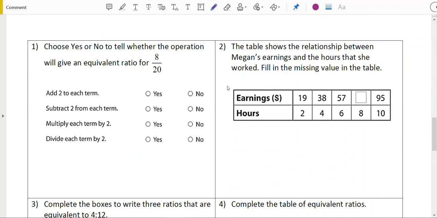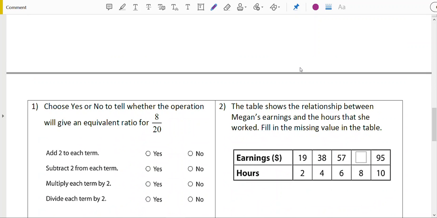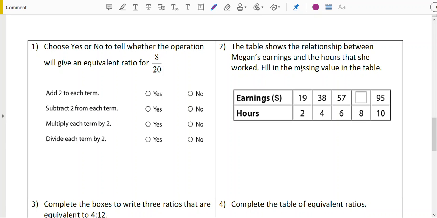So for number 1, it says choose yes or no to tell whether the operation will give you an equivalent ratio for 8/20. Now you could have used the above section to help you with this one, and I actually underlined it in here. You multiply or divide. So to add, well, you can't do addition, so that one's going to be no. You subtract, no, that won't be equivalent.